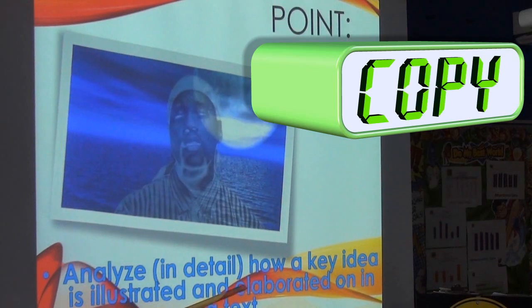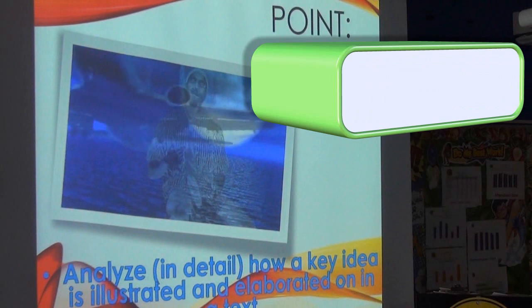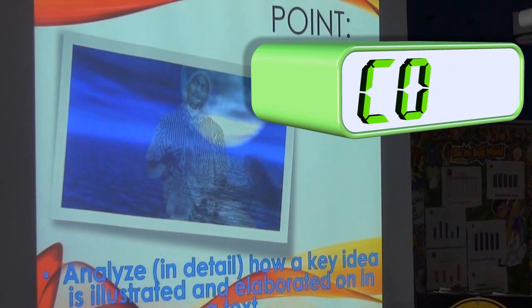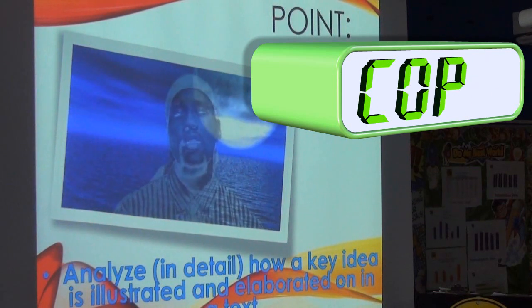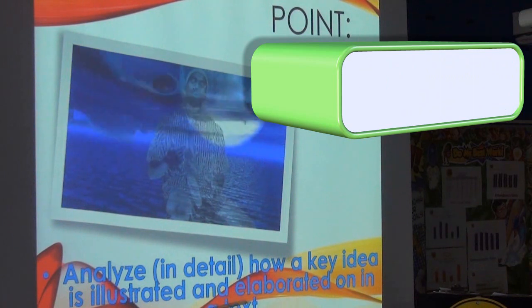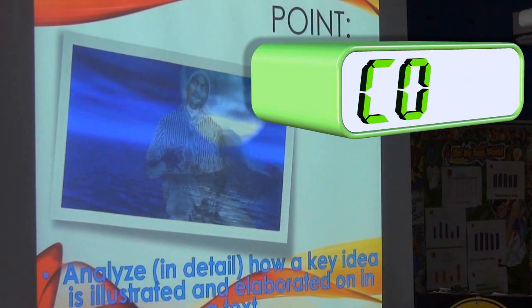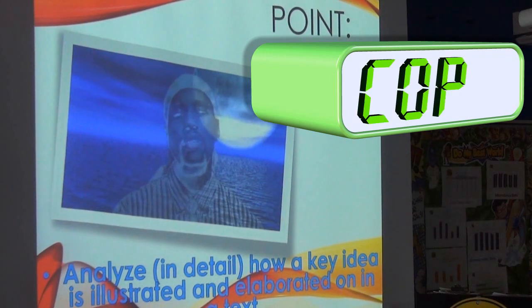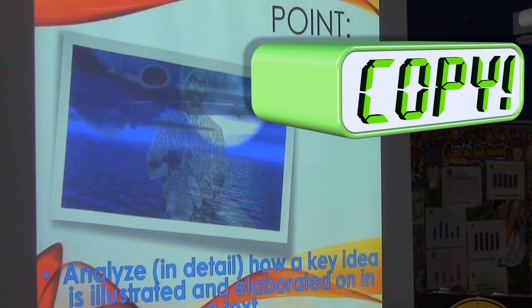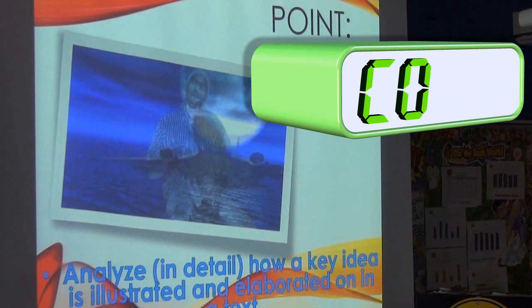And this is what we're going to analyze: how a key idea is illustrated. What does illustrated mean? Drawn. Basically drawn. How a key idea is being drawn together and elaborated on, meaning to give explanation on, in a text. So the text is your narratives. We're going to analyze in detail how the key ideas in your narratives are illustrated and elaborated on in your narratives.